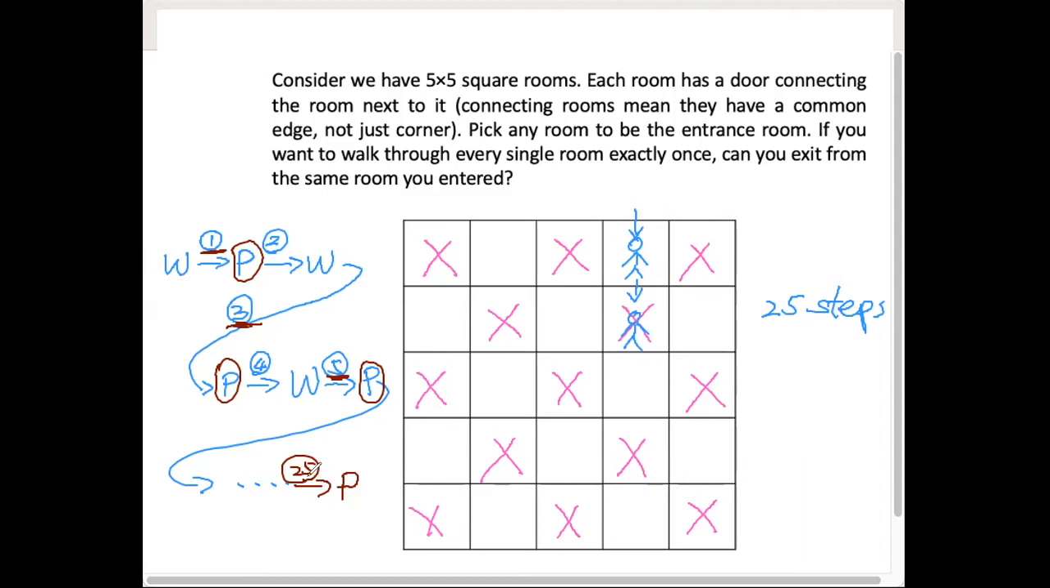So if we take an odd number of steps, we always end up in a room that has a different color from where we started. If you don't believe this, you can try to start with a pink room, and after 25 steps, you're going to end up in a white room. Therefore, we always have this contradiction, and our goal will never be reached. Therefore, we can show it is impossible to do so.